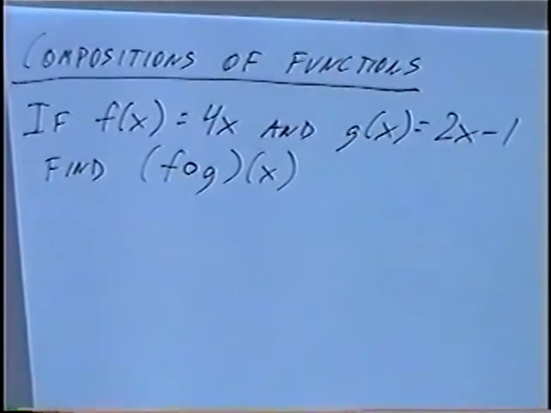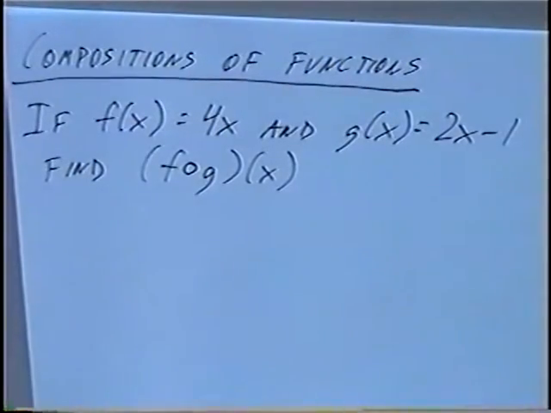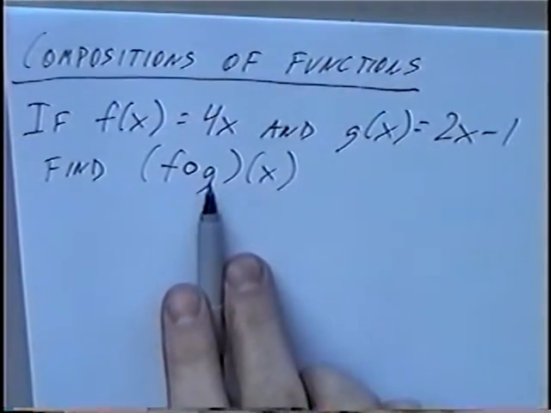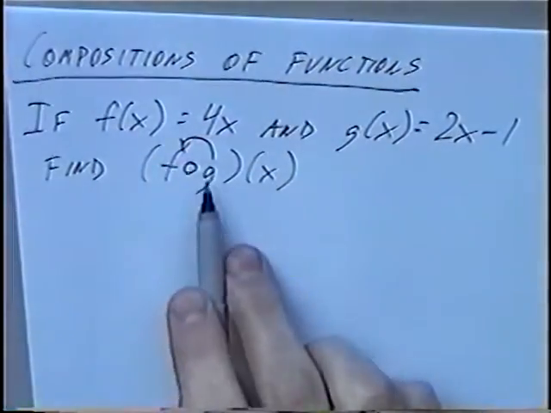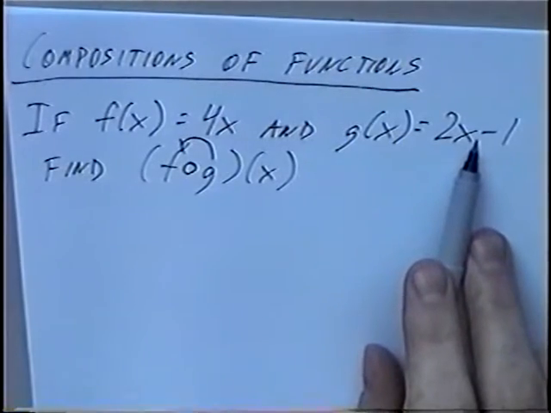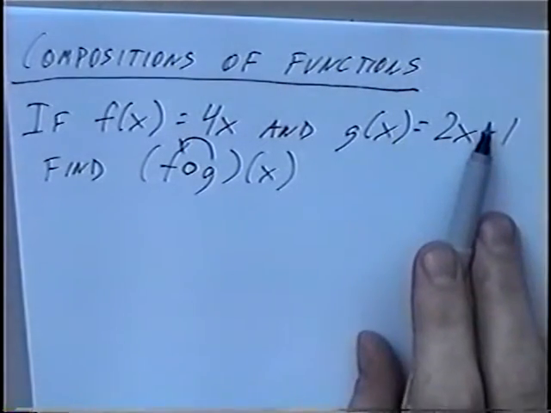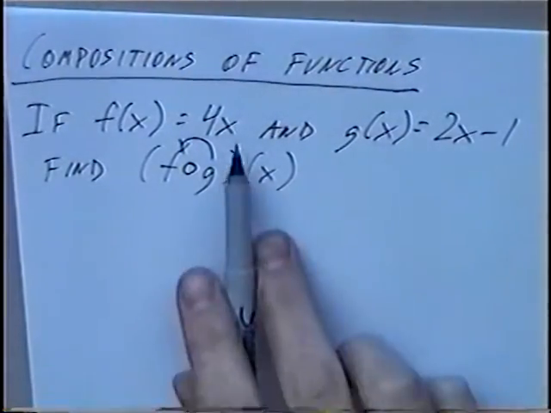To find f composition g of x, the new symbol again, an open circle. What we'll end up doing is taking the right side of the function, which is g, and we'll take the g function and plug it into f. For example, g, which is 2x minus 1, we'll take the expression 2x minus 1 and plug that into the variable for f of x.